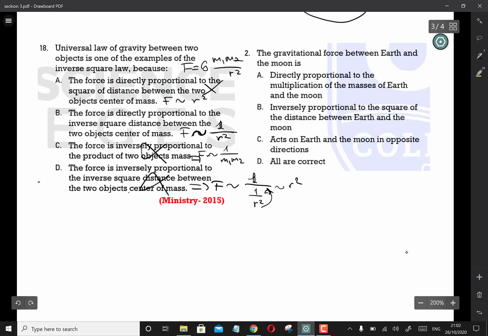1 over r squared is correct. This is the correct one because this one and that one are the same.